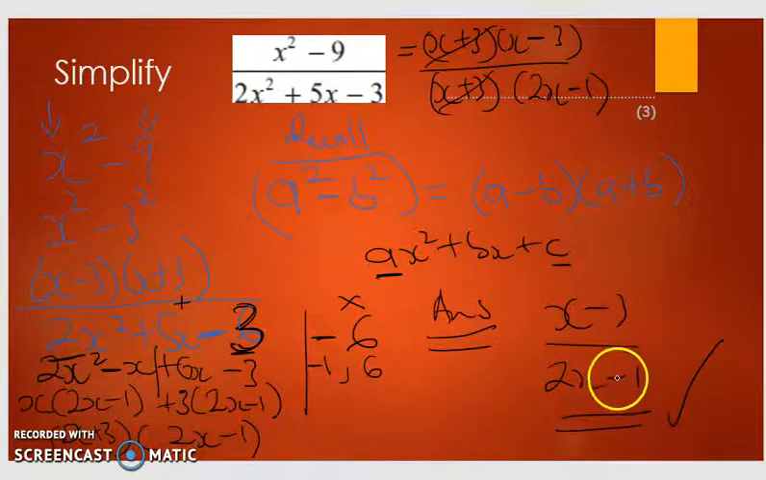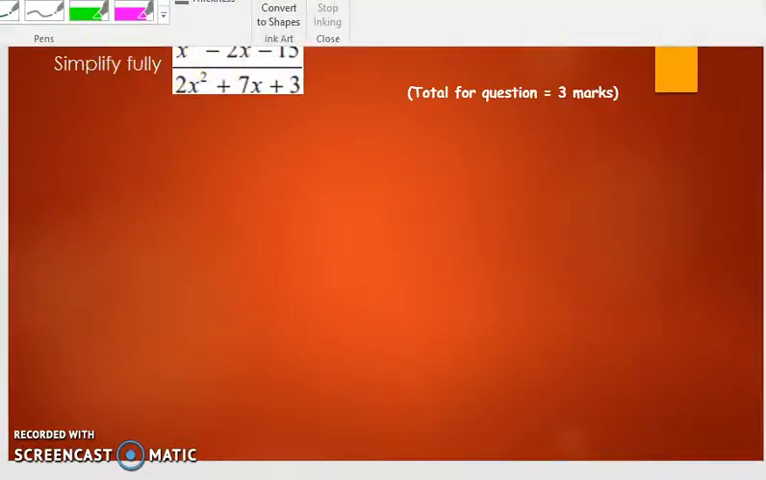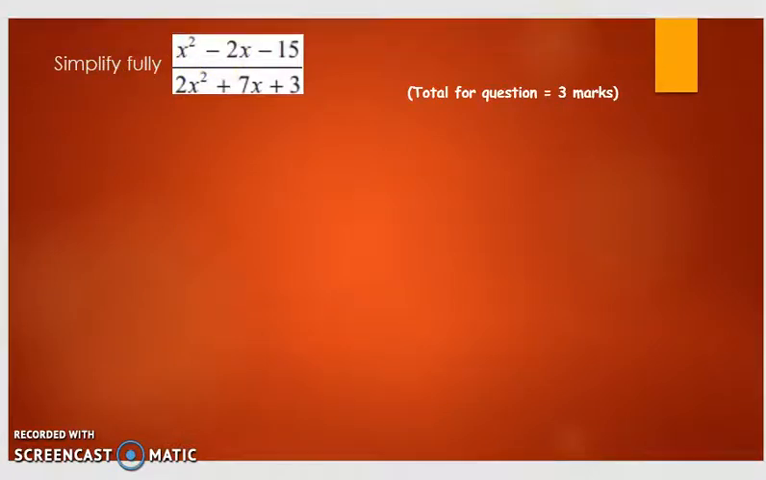Okay, so that will be how you obtain your result. Next question. In this instance, we have two quadratic expressions that we need to factorize separately before substituting into the fraction. So let's carry on and do that.